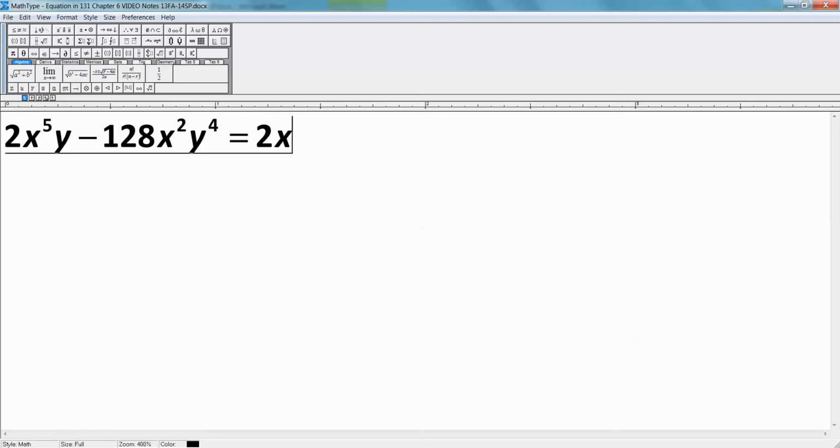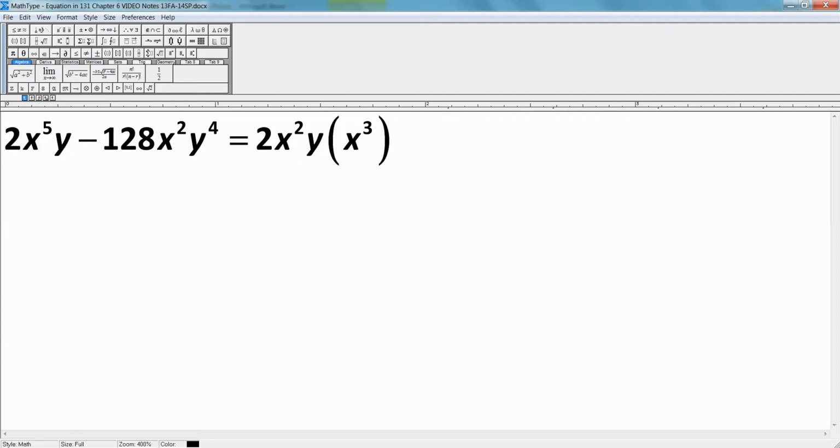So there's a 2x squared y. Okay, 2 goes into both of these numbers, 2 and 128, so that's obvious. And then remember with the variables, you want to go for the lowest power, because you can't get any more than x squared, because that's all this term has to give. This term only has x squared. So you got to go with an x squared, and then a y, because the first term only has a y. All right, that'll leave you with x cubed, take away 64y cubed.